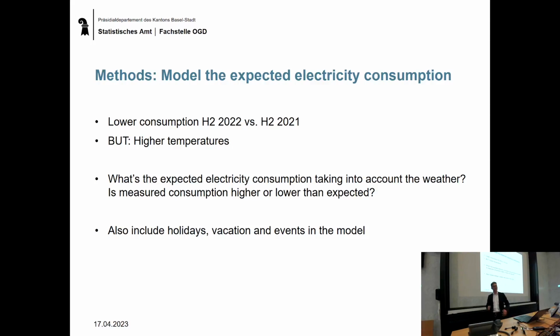How did we try to do this? We tried to model the expected electricity consumption. The background is, if you look at the raw electrical consumption, then you see that the second half year of 22, we had a lower consumption than the second half year of 2021. But autumn 2022 had higher temperatures than 2021, so we have to take into account the better weather. So what's the expected electricity consumption when we take into account the weather? Is the measured consumption higher or lower than the expected consumption? That's the question here. And we also included holidays, vacation, and events in the model.